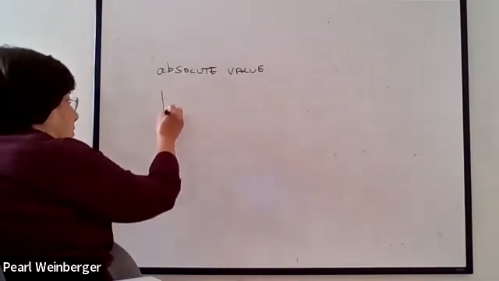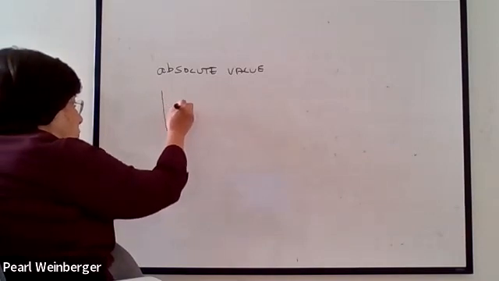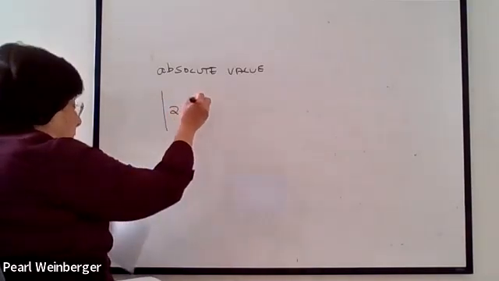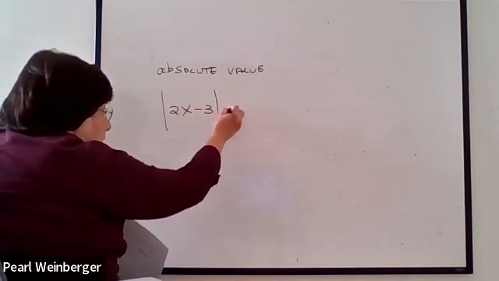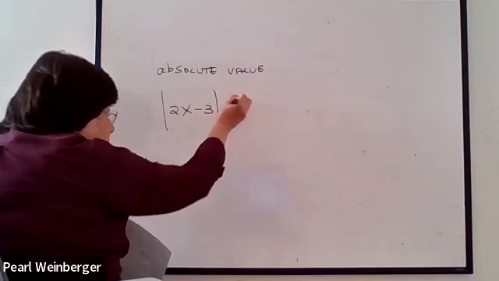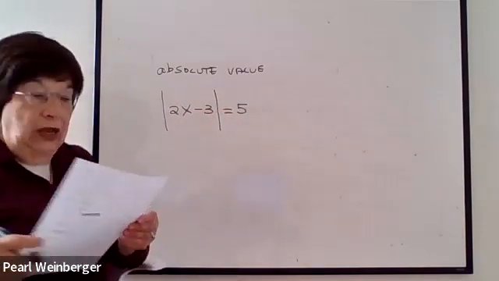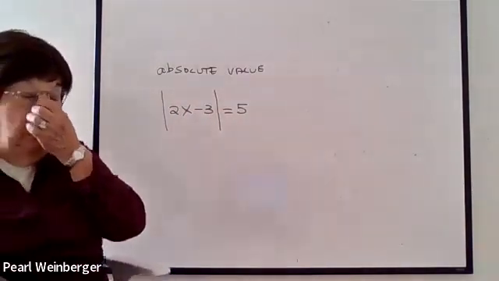Suppose I gave you the absolute value of 2x minus 3 equals 5. And I ask you to solve this equation.